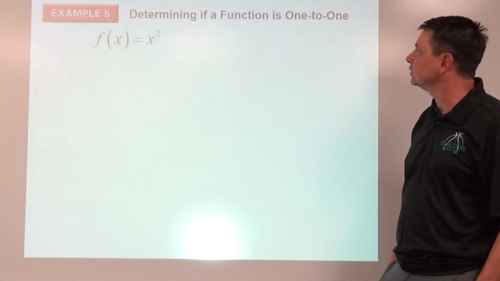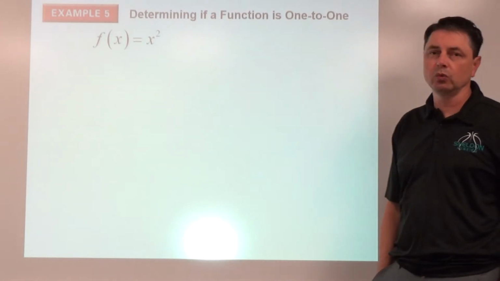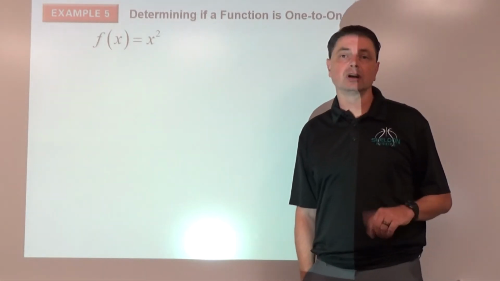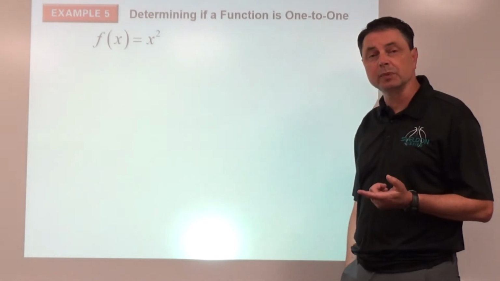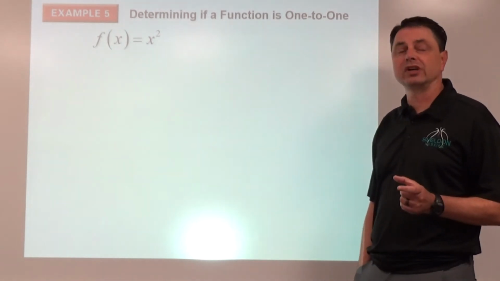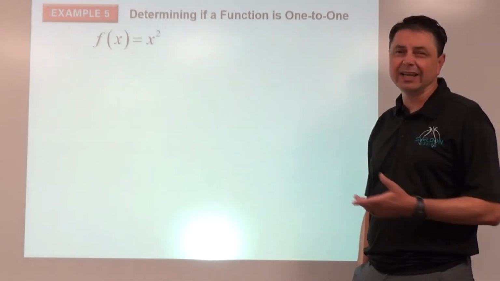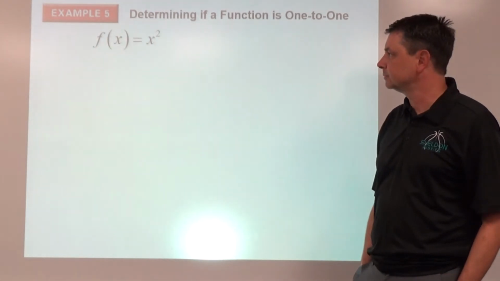Example number 5, determine if the function is one-to-one. We've got a couple options here. We can look at it from a graphing perspective and see if it passes the horizontal line test, or we can look at it from an algebra perspective.